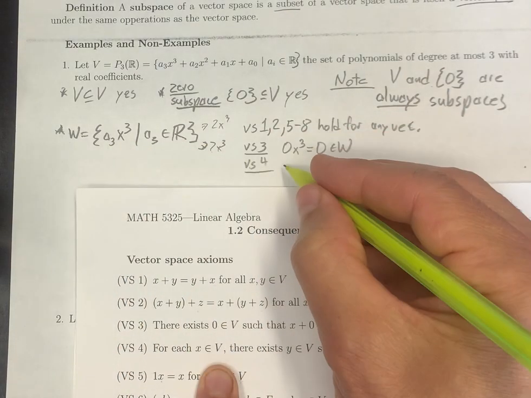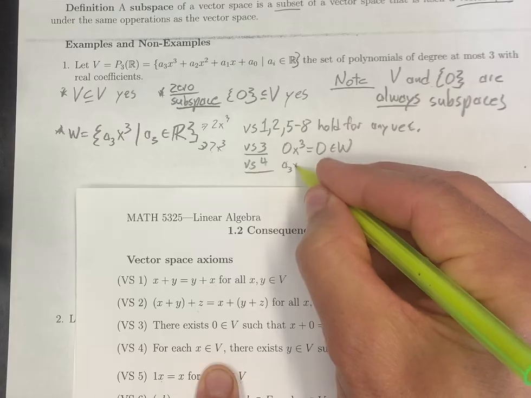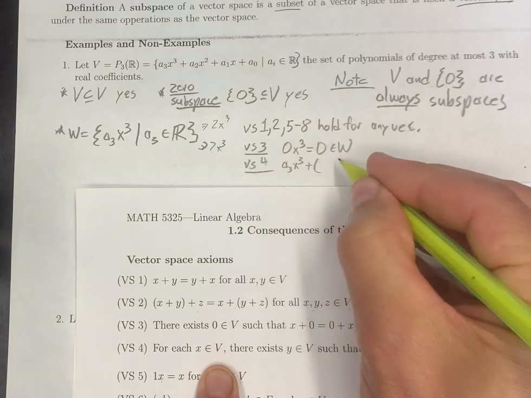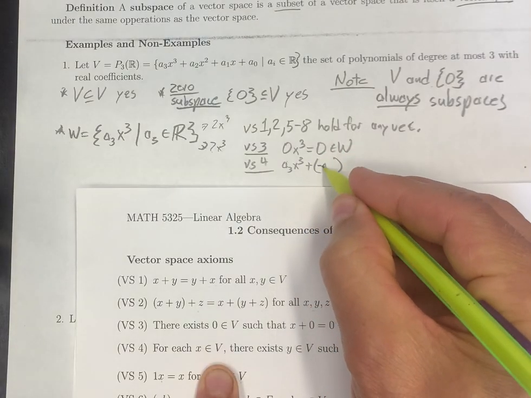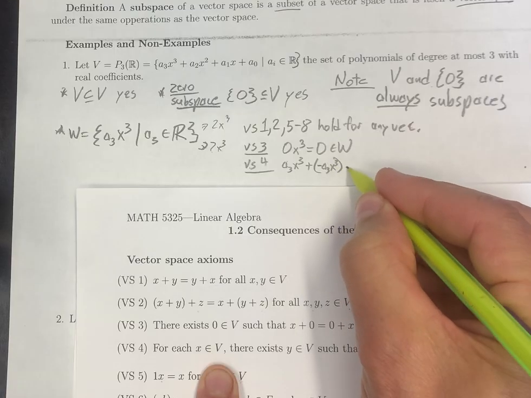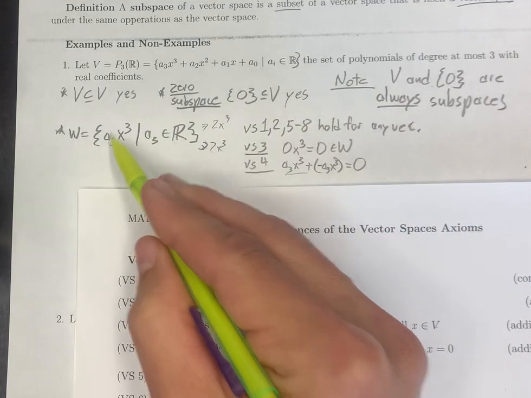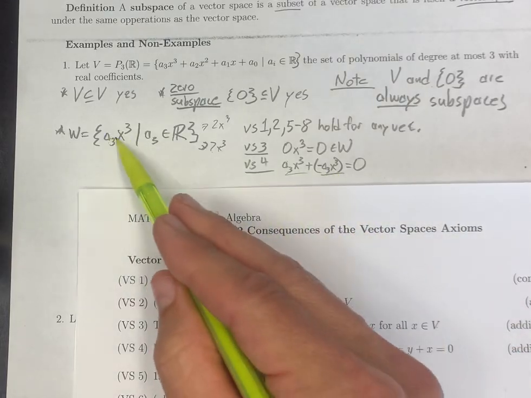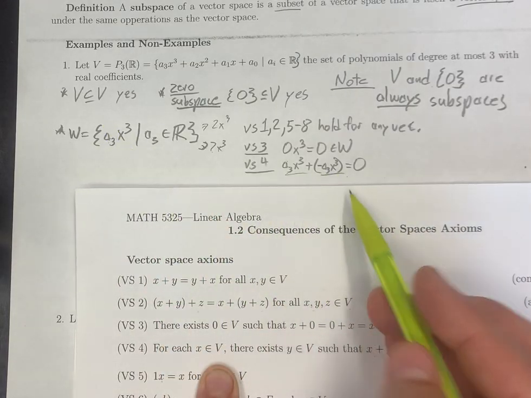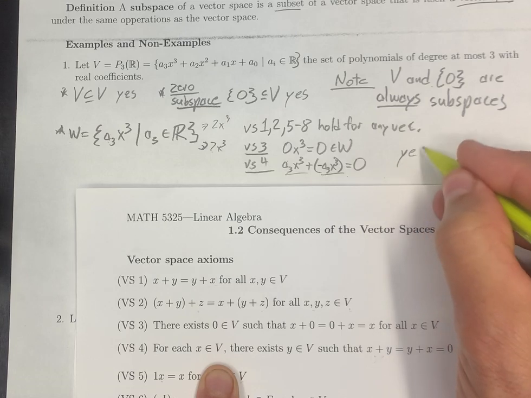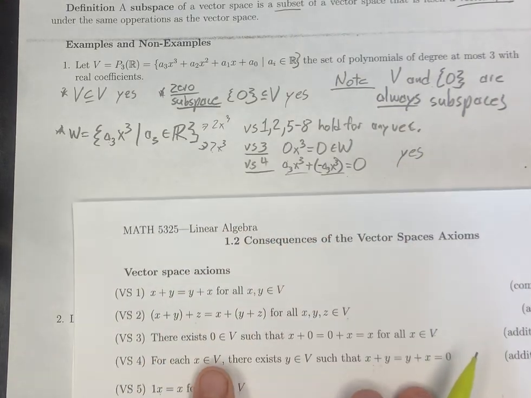An element in the set might look like a3x^3. Is there some other element? Yeah, well, what about negative a3x^3? It's going to equal 0, right? So every element here has another element in W that gets back there. So yes, this is another subspace.